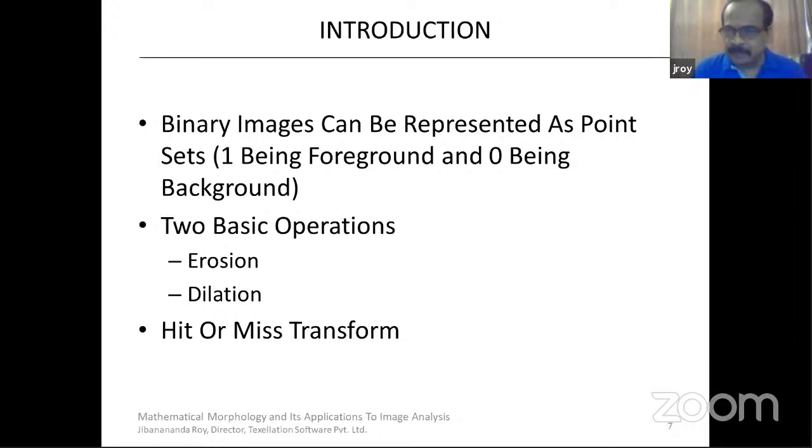Now, binary images are represented as 1, which we say is foreground, and 0 as background. In morphology, we have two basic operations, which are known as erosion and dilation. With these two simple operations, you can implement many different algorithms, almost all kinds of image processing algorithms. And there is one more transform called the hit or miss transform.